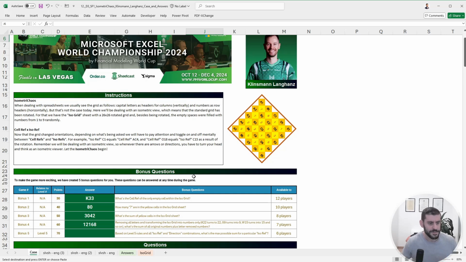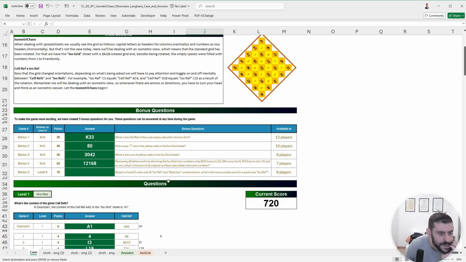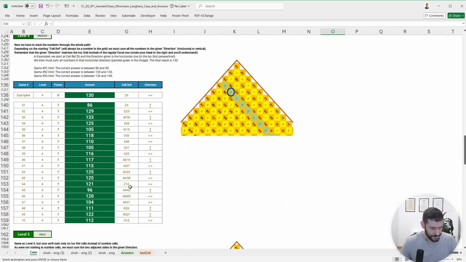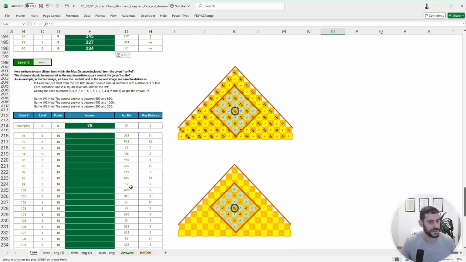Okay, bonus 5 linked to level 5. So based on level 5 rules and all isorefs and direction combinations, what's the max possible sum for a particular isoref? Okay, this is brute force, so all isoref and direction combinations. What's the max possible sum for a particular isoref? I will do this later. I'm curious to see level 6.